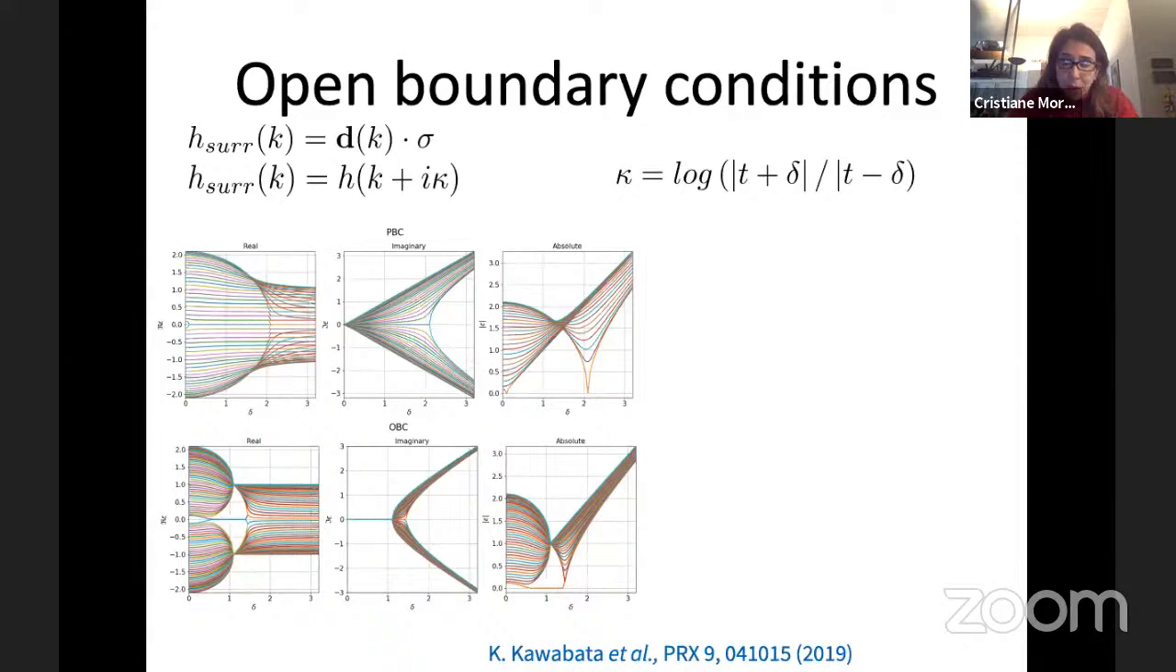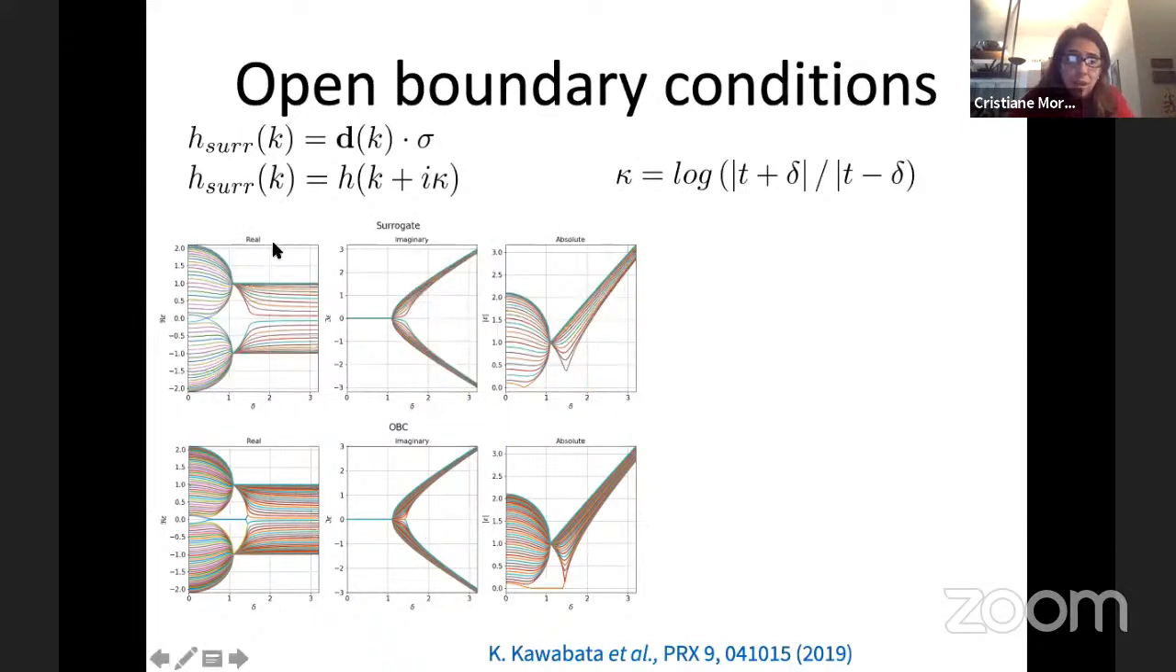So the spectrum for open boundary conditions is very rich. The real and the imaginary parts are complementary to each other. They are different, but they can show similar things happening. And now I can try to calculate the so-called surrogate Hamiltonian. So I make an analytical continuation for my K, where this kappa is defined in terms of log of (T plus delta) over (T minus delta). And now I can see that for the surrogate Hamiltonian, I see similar behavior as I had for the open boundary conditions, with the difference that here I am not seeing the 0 mode that I can see for the open boundary conditions.